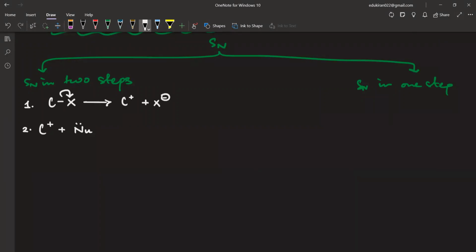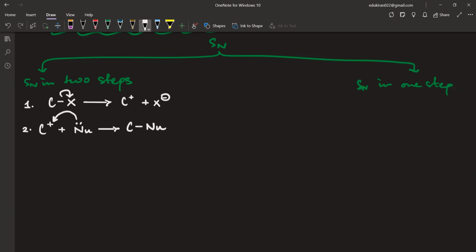The nucleophile obviously will have one lone pair, so this is the electron source. Here we have a higher density of electrons, and C positive means we have an electron deficient or electron poor site. So this nucleophile will attack this carbon and you will get a carbon-nucleophile bond. These two steps are happening in 2 different steps.